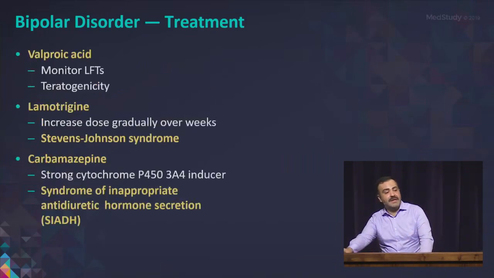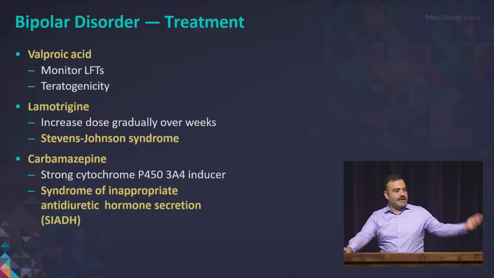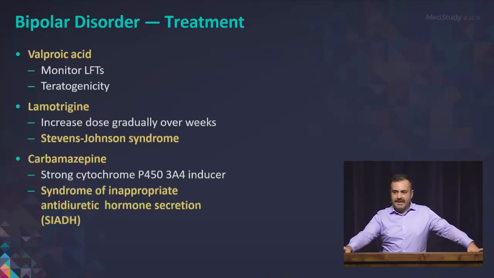Other medications that we use a lot in bipolar disorder: valproic acid. Keep in mind, valproic acid is metabolized by the liver, so continue checking the liver function every 6 months. And also with pregnant patients, try to stay away from it.